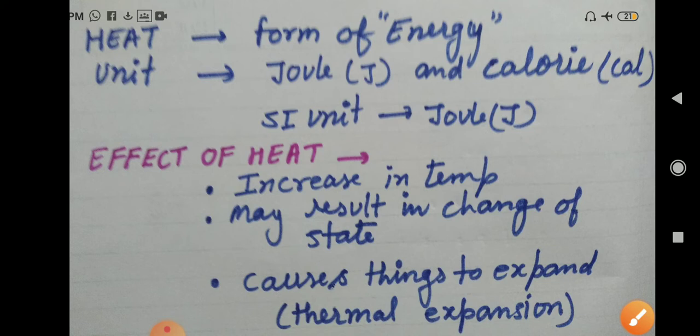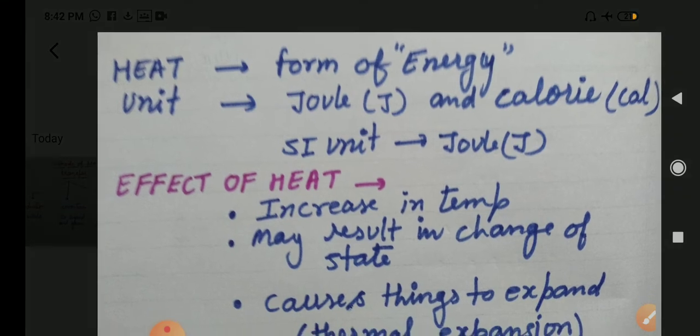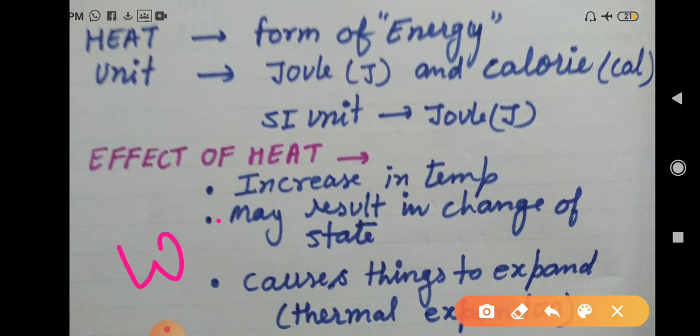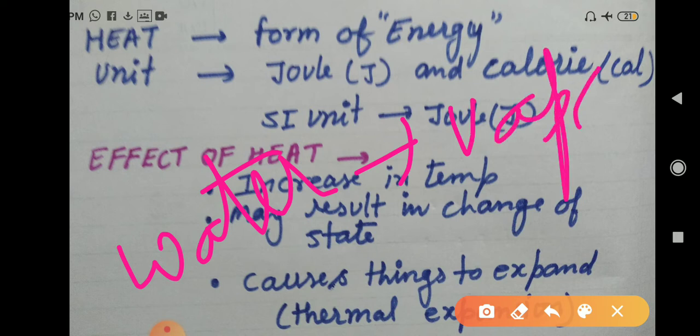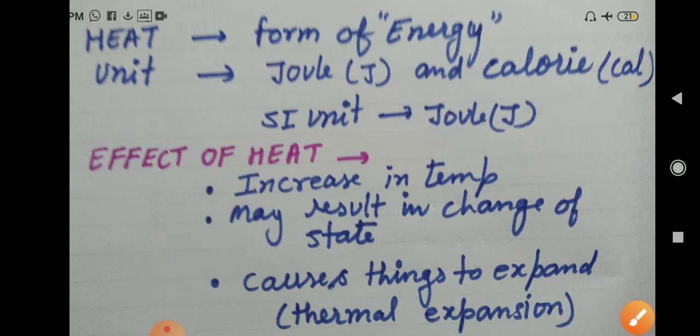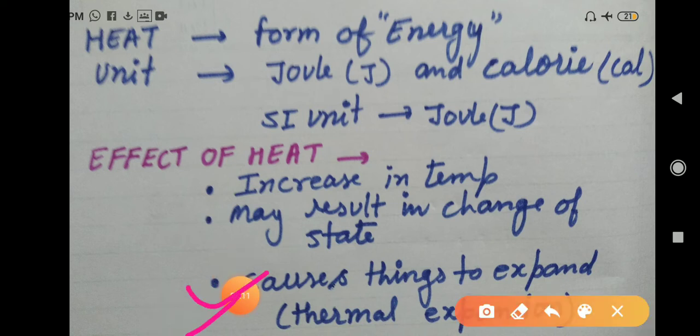The same happens when the water starts boiling. When the water starts boiling, water converts into vapors. The heat given to it is utilized in the conversion of water into vapors. Now next, it can cause things to expand. We can say this phenomenon is called thermal expansion.